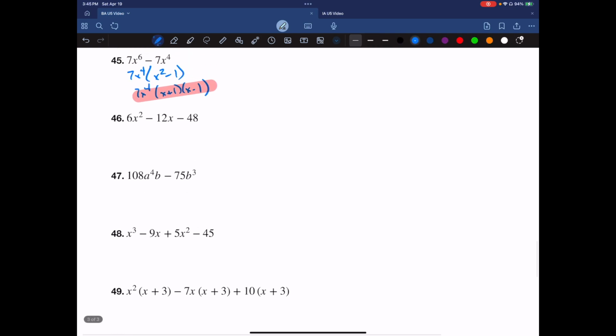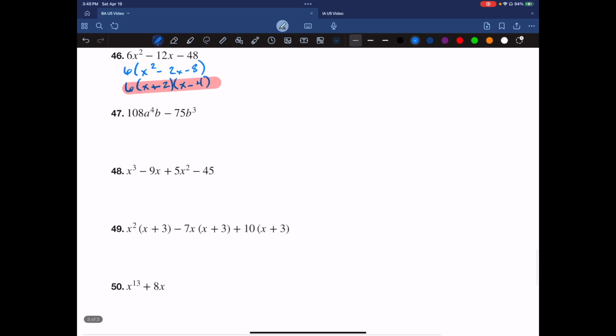There's that. 46. I'm going to take out a 6. That's going to be x squared minus 2x minus 8. So this is going to be x plus minus. That's going to be 4 and 2. And because this 2 in the middle is negative, that's going to be plus 2 minus 4. Right? So there's that.